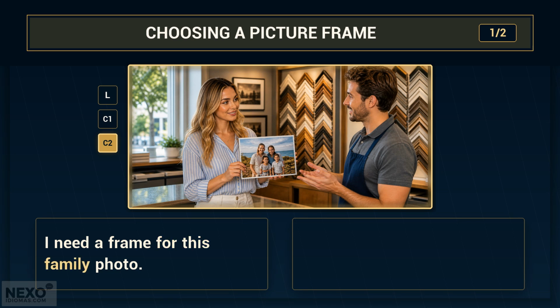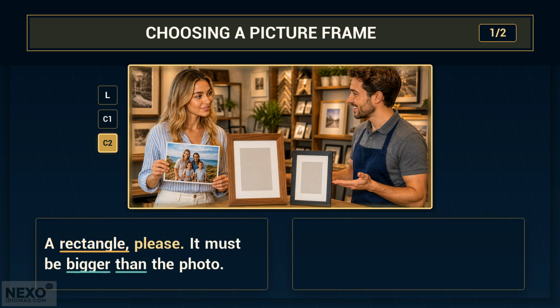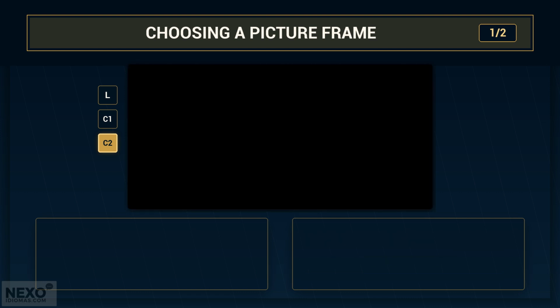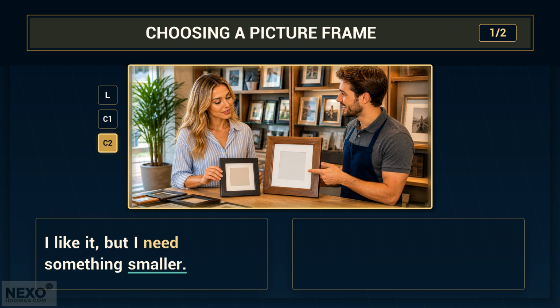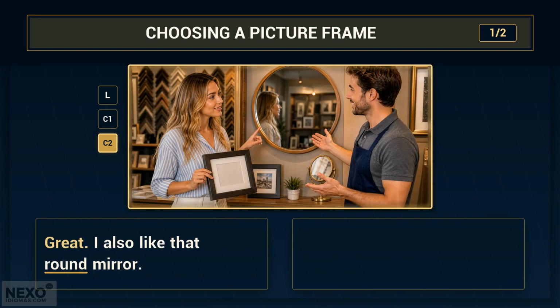I need a frame for this family photo. A rectangle, please. It must be bigger than the photo. I like it, but I need something smaller. Great. I also like that round mirror.